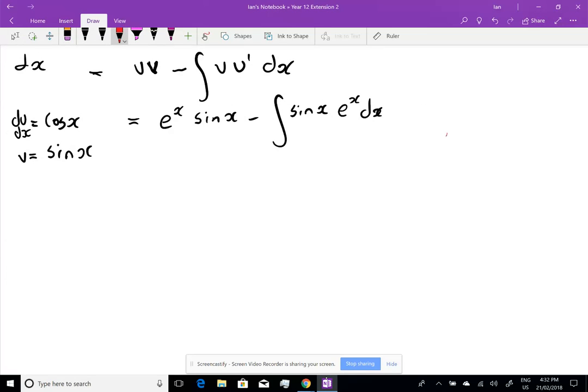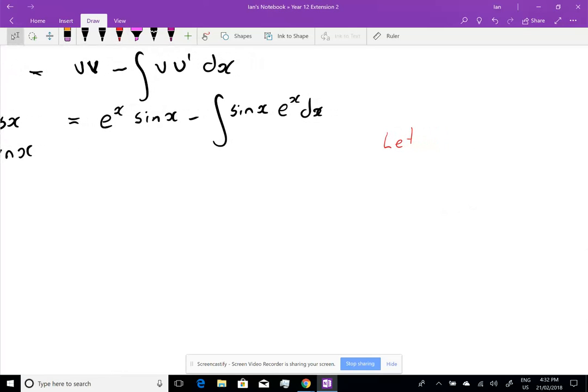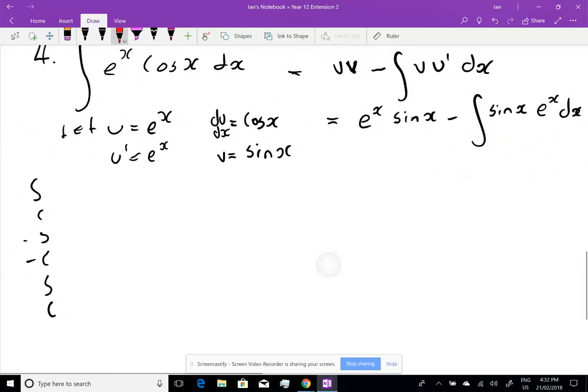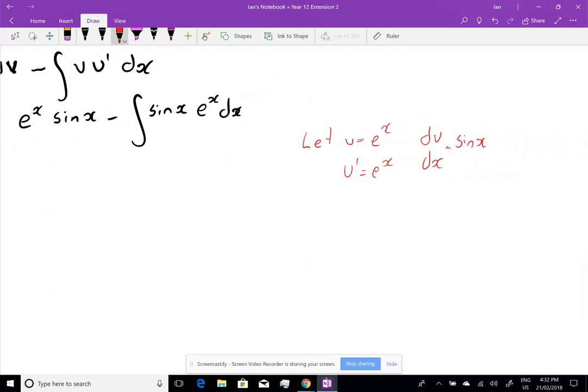Well, over here, I'll do another integration by parts, and I'm going to let u equal e to the x, u dash equals e to the x, dv dx equals sine x. Back here, the integral of sine x is negative cos x. Okay, back to here.